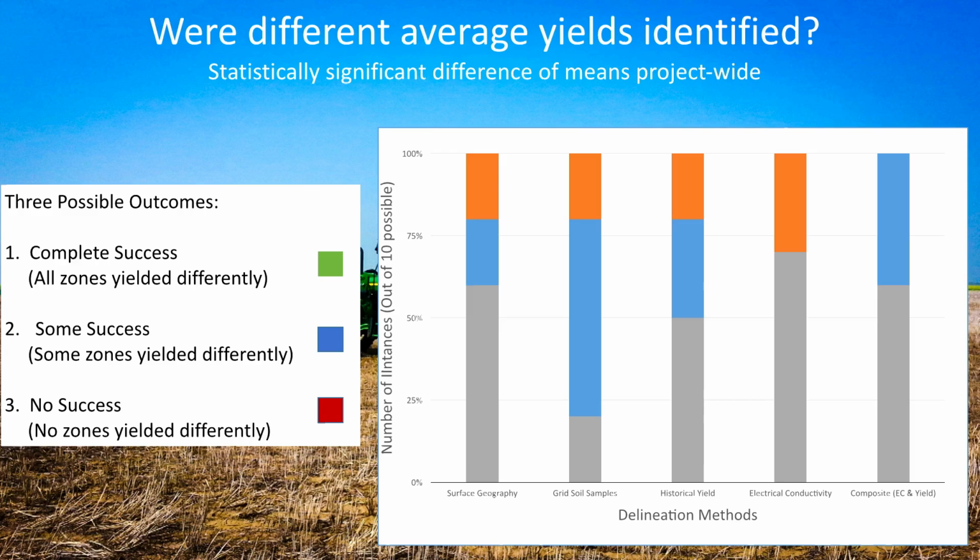So the red section is the instances where we had zero success, where from the standpoint of identifying zones of different levels of productivity, different yield means, we had no success 20% of the time for the first 3, so for surface geography, grid soil sampling, and yield, 30% for EC. But our composite, we always had some level of success. So we never had a complete failure in identifying zones that were meaningful based on their productivity.